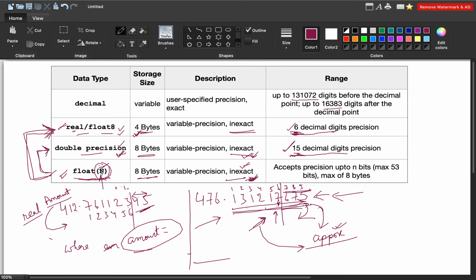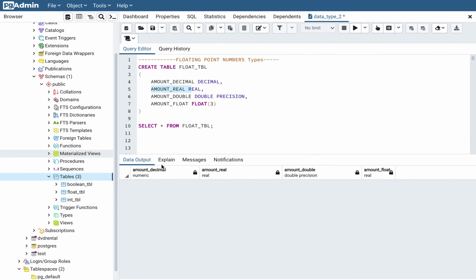But if the number of bits is higher, let's say around 30, 40, 45 or something, then it will fall in the range of 8 bytes. So internally SQL will convert it into double precision, right? So now you might have got a real picture about why the amount decimal has been converted to numeric and the amount float has been converted to the real data type, right?